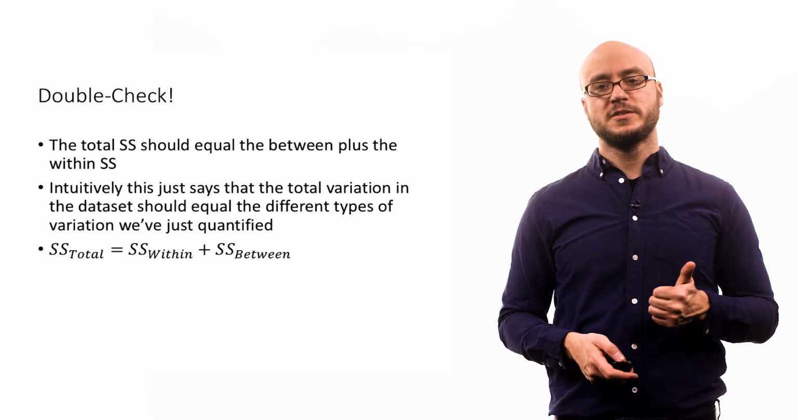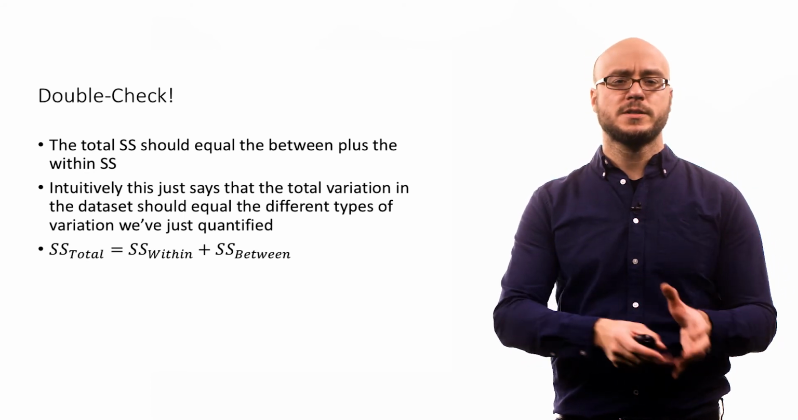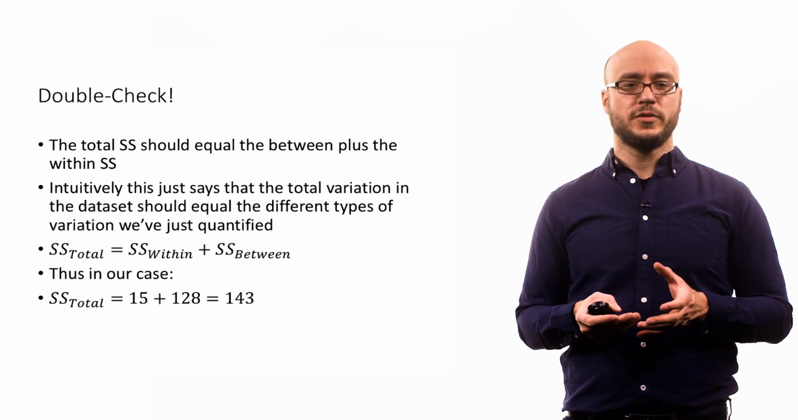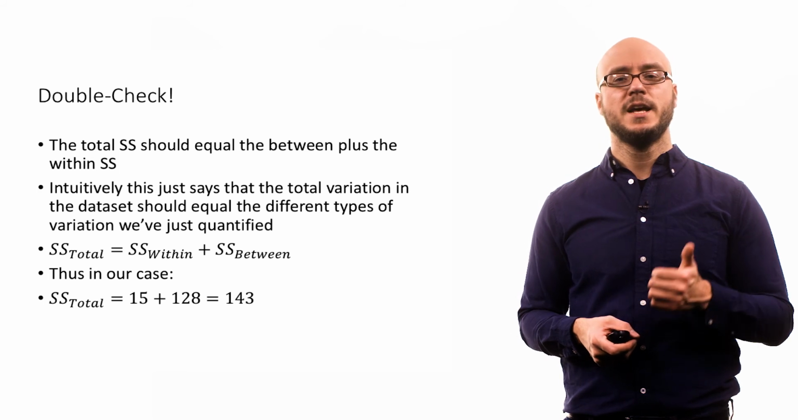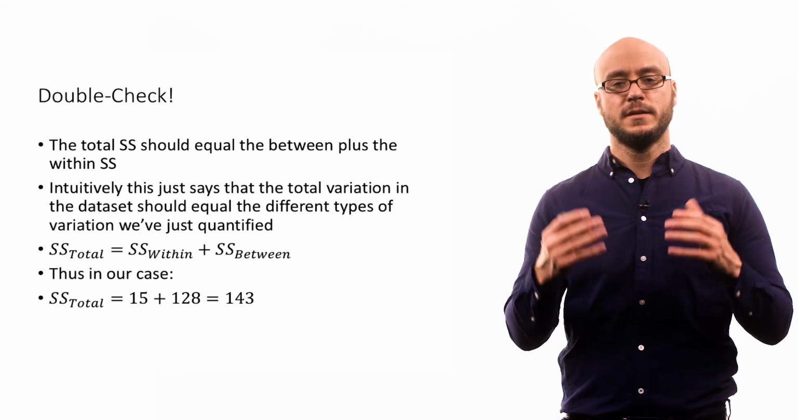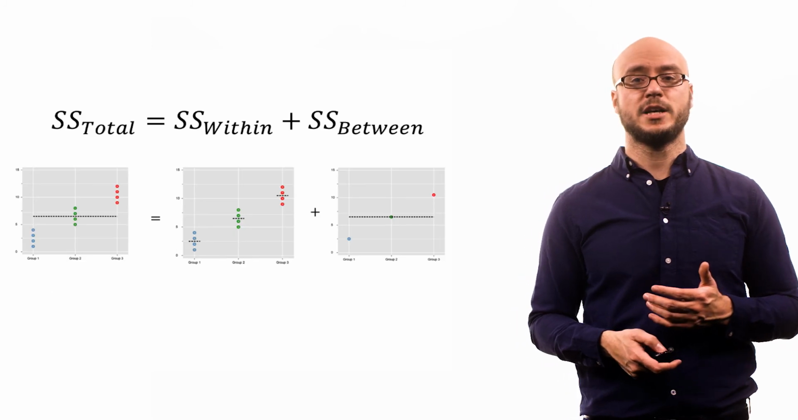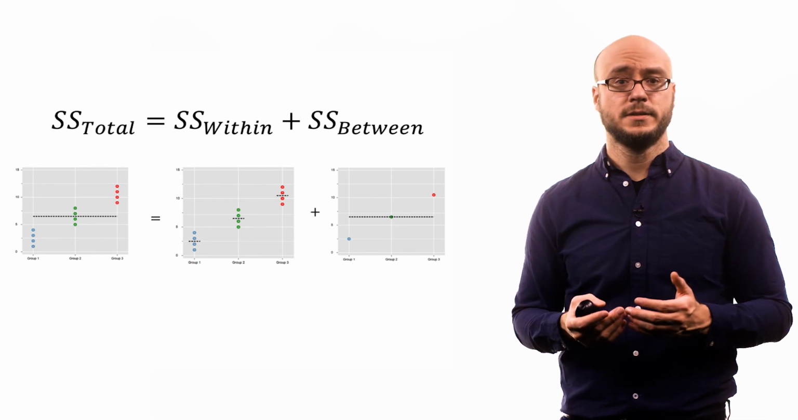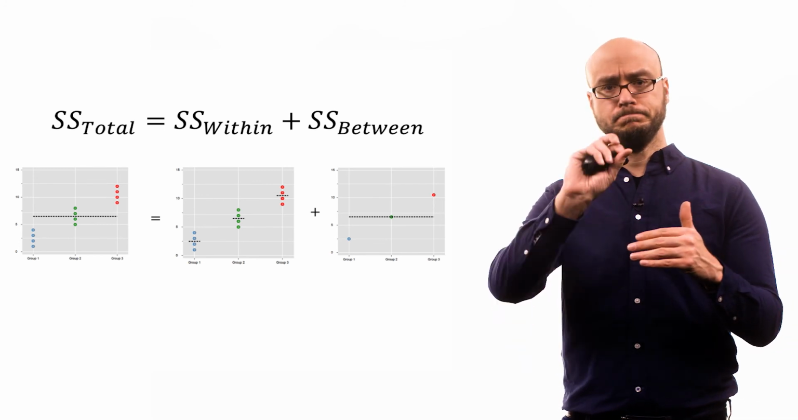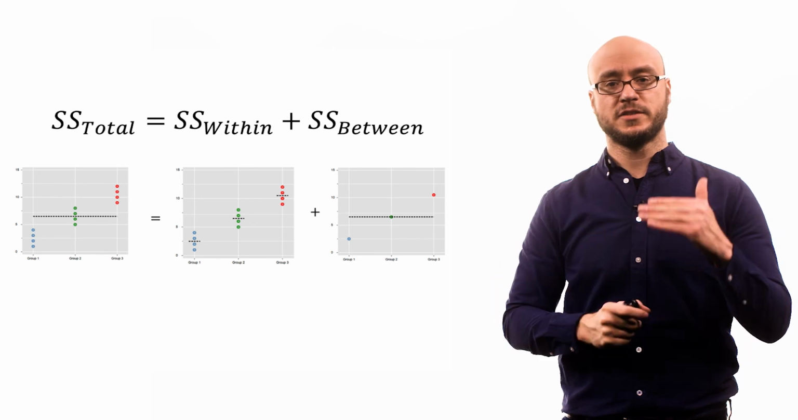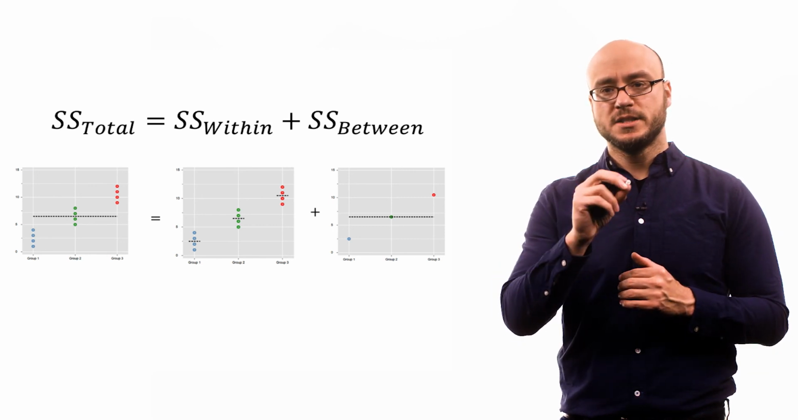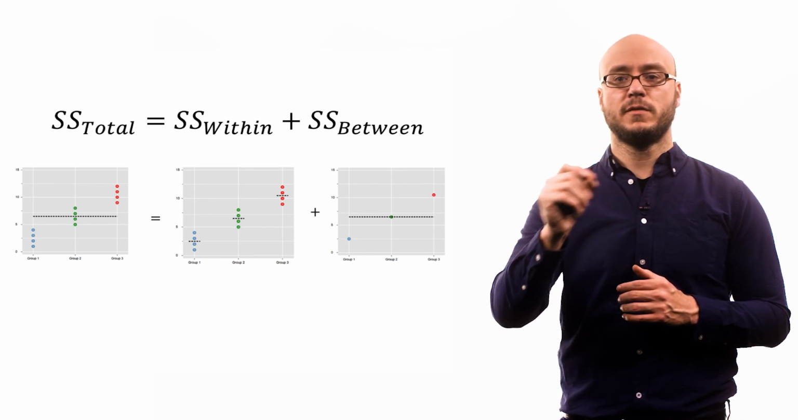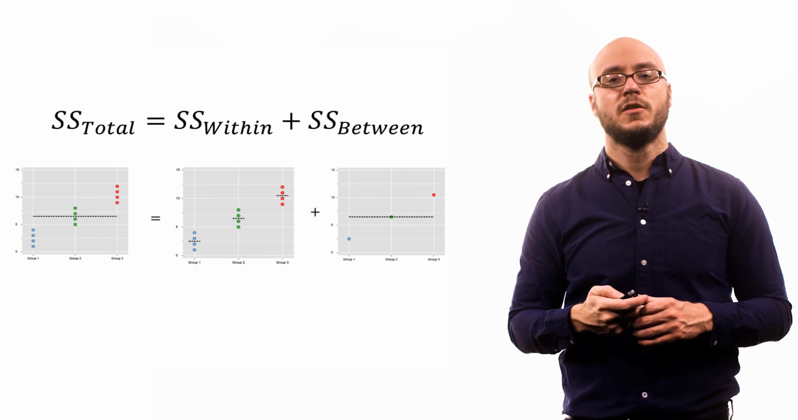So we say the total sum of squares will equal the within sum of squares plus the between sum of squares. So in our case, the total sum of squares is 143, the within sum of squares is 15, and the between sum of squares is 128. That's true. 15 plus 128 equals 143. Visually, it looks like this. The total sum of squares, all the squared distances for all these observations from the grand mean, will equal the squared distances for each of those group means plus the squared distances of each group mean from the overall mean weighted by the sample size for each group.